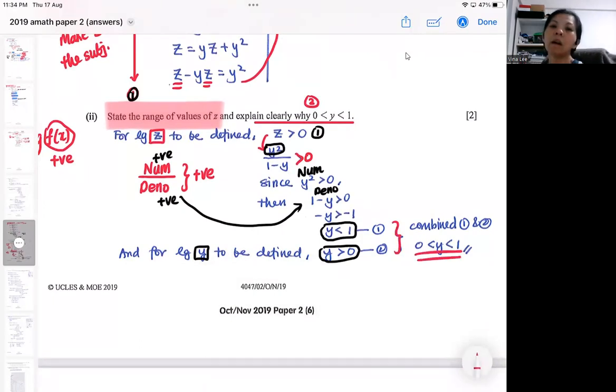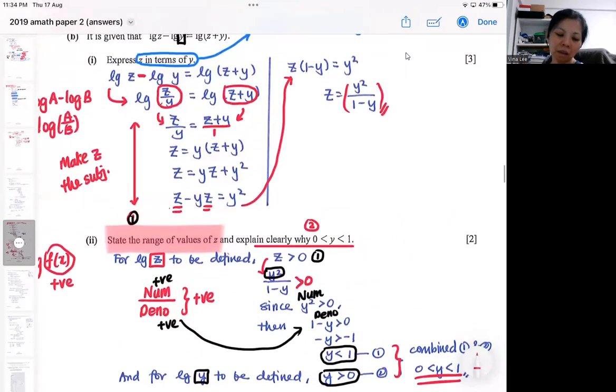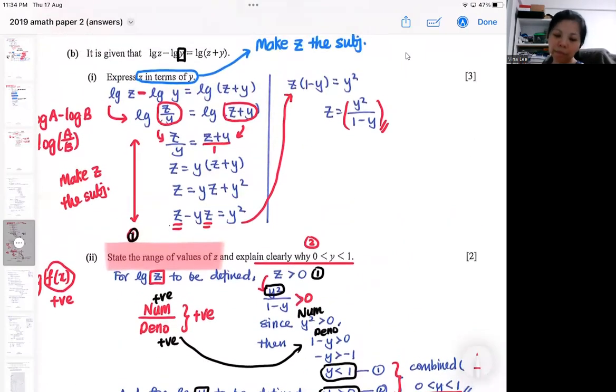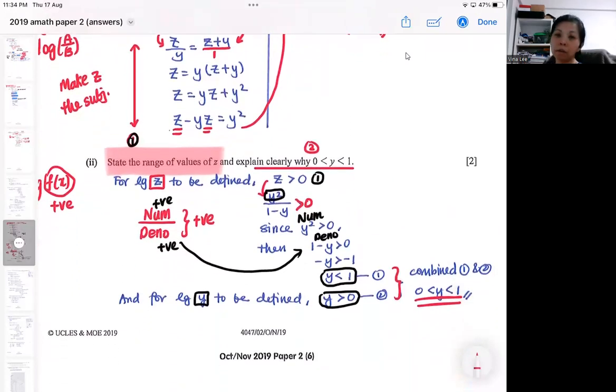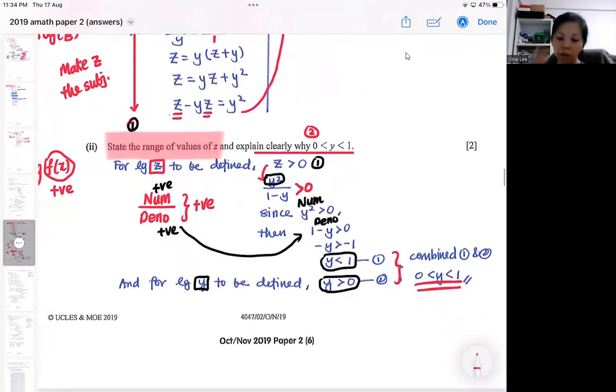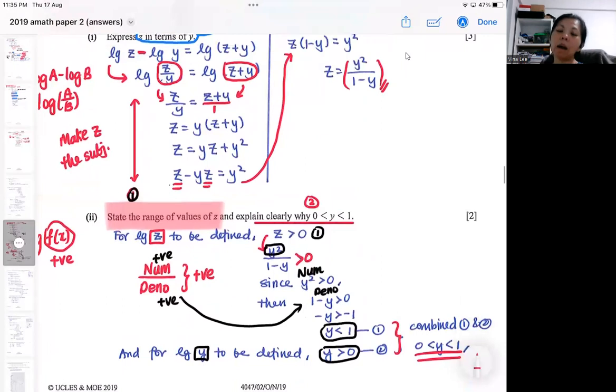So the question is guiding you to eventually explain why the value of y will be between 0 and 1. It started off with making z the subject, and it started off by asking you to define the range of values of z. And then from the range of values of z, you twist it to the fraction that you've gotten. So the fraction has two components. I need the two components to be positive, then the whole fraction can be positive.